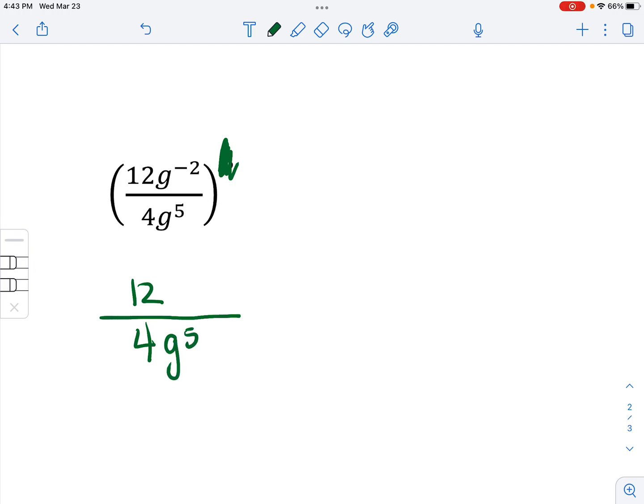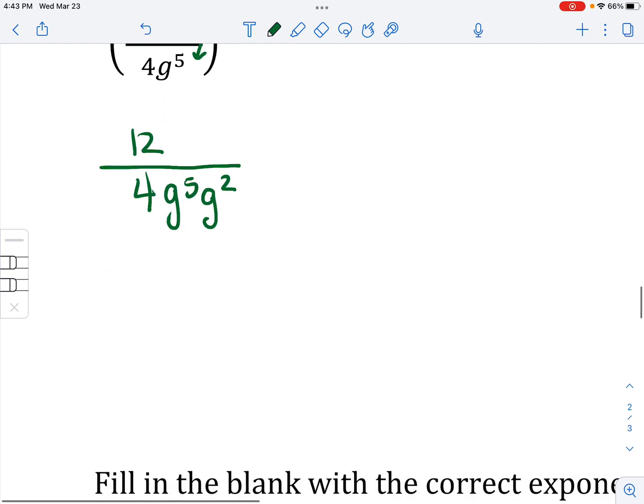So to change the sign, you change location. So I'm just going to move that g negative 2 downstairs. But when I move it downstairs, that g becomes positive. Then I've got 2 g's next to each other. When the g's are next to each other, they're being multiplied, which means we add the exponent. So now we've got g7.